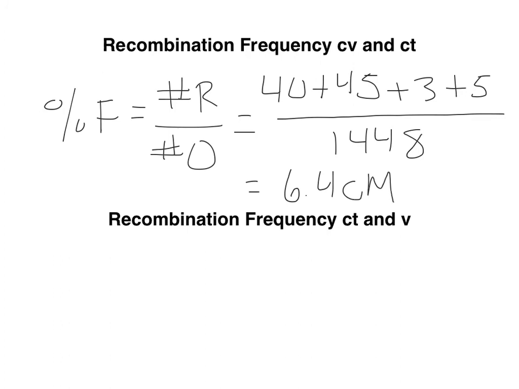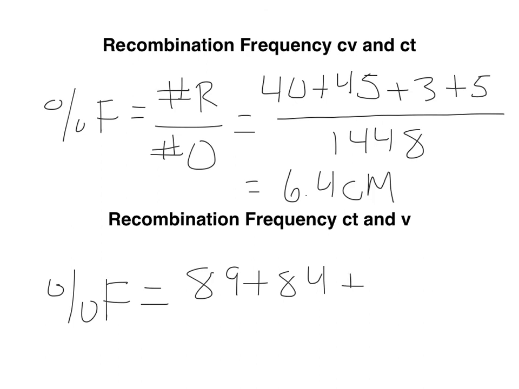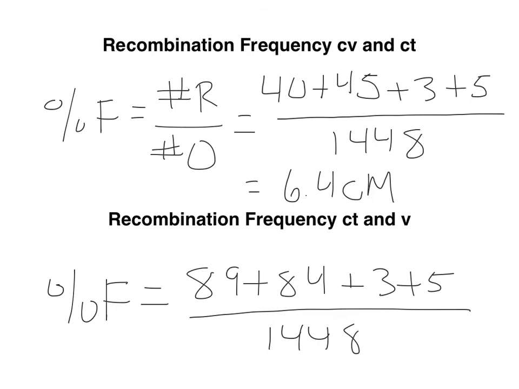Okay? All right, now for CT and V, similar setup, percent recombination frequency. In this case, will equal 89 plus 84. Those are the results of the single crossover between CT and V. And now, don't forget about those double crossovers. They still are recombinant offspring divided by the total. And this time, your recombination frequency works out to 13.2 centimorgans.